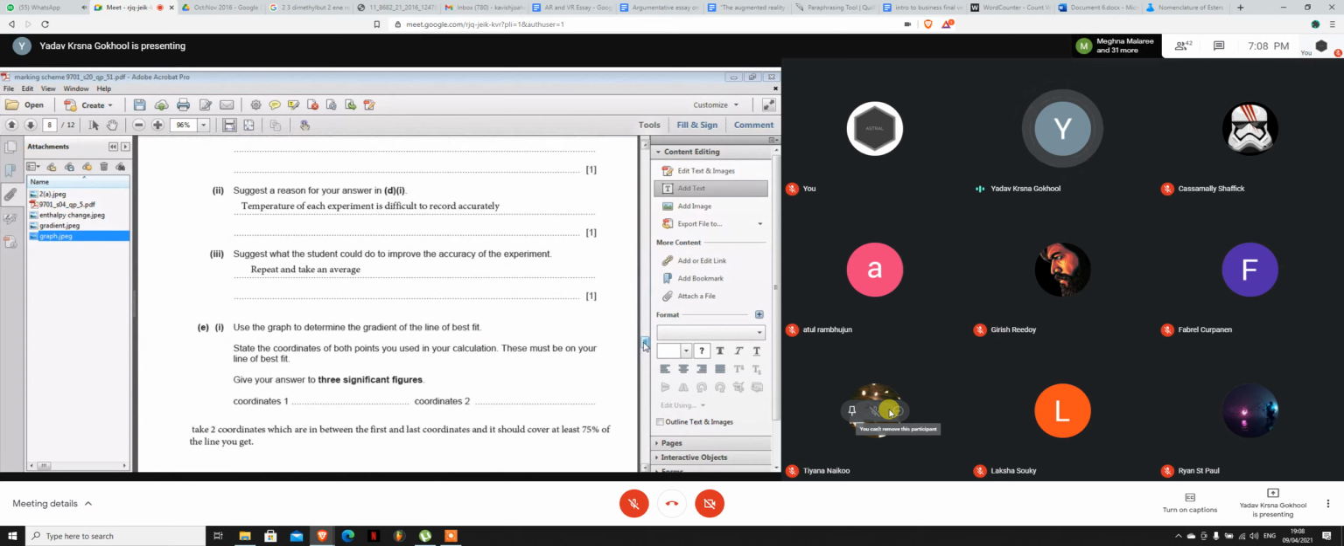Remember your titration. Always remember your titration. Okay, so your accuracy is to repeat and take an average. You need to have concordant values. Get used to these words, because these words are important words. Concordant values.